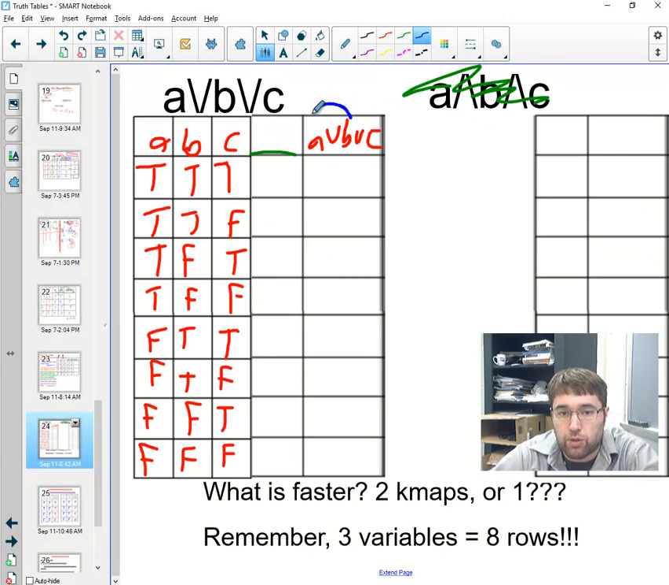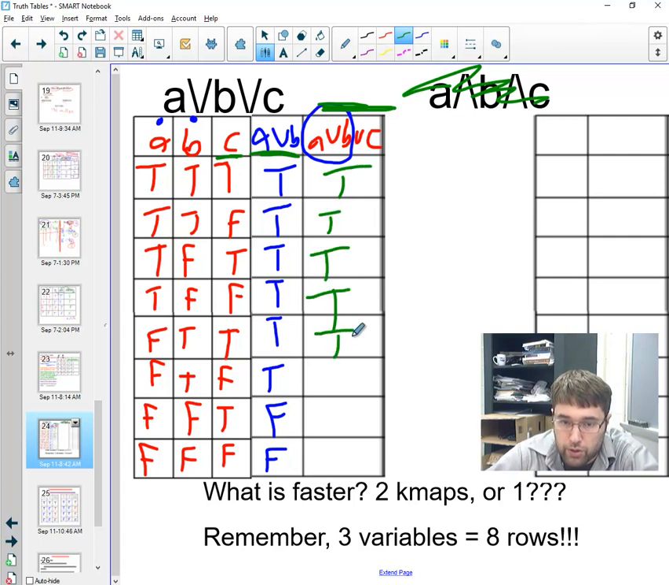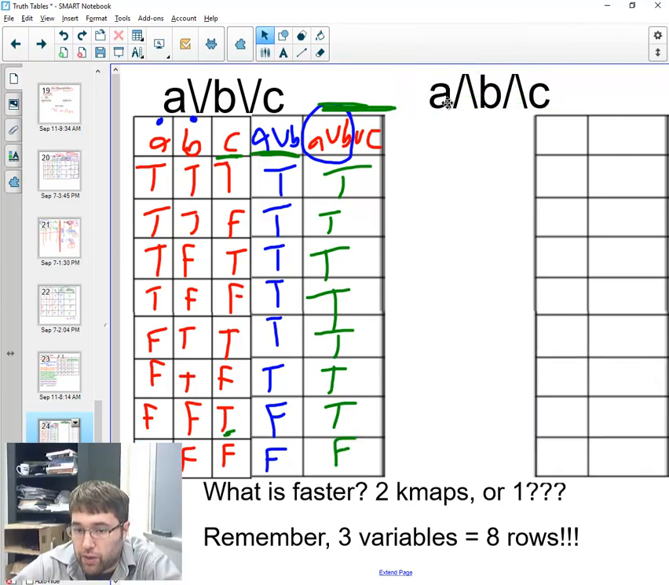How do I break this up? Just take the first two: A or B. A or B is only going to be false on these last two. All the rest are going to be true. If there's a true, it's true. I'm looking at these two columns: true, true, true, true, true, true, false, and false. Now what we need to do is look at this column right here and this column to get this whole thing. There's a true, there's a true, there's a true, there's a true, there's a true, there's a true, and both are false.